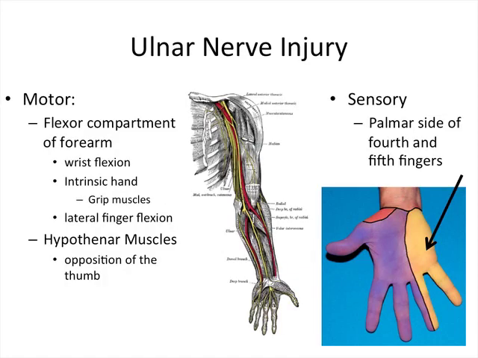The ulnar nerve, as you recall, supplies the flexor muscles of the wrist and hand, and some of the muscles involved in thumb apposition and grip. An injury to these nerves results in sensory and motor deficits, and the sensory, as you recall, is the lateral part of the hand and the small finger.